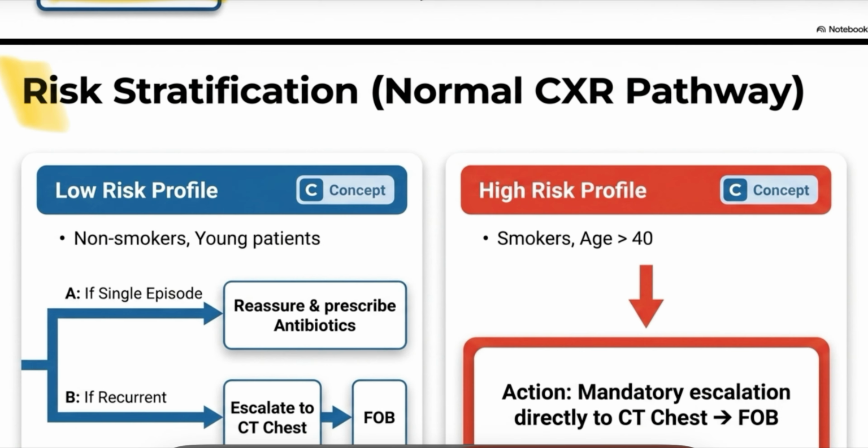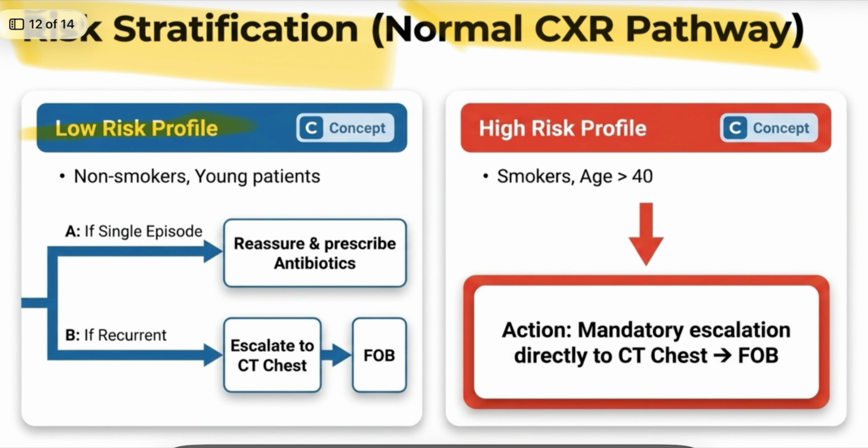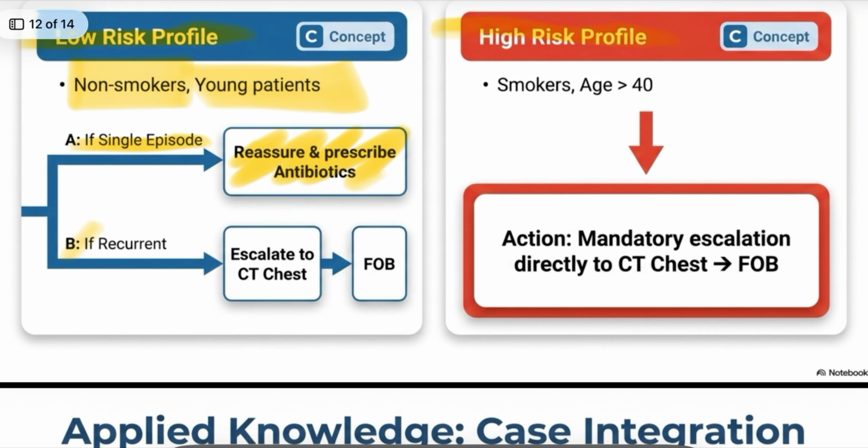Then coming to risk stratification, as I said, the chest x-ray is normal. Then we have to divide the patient into low risk or high risk, because contributing factors matter a lot. If there is a low risk profile, like a non-smoker, young patient, with a single episode, you can just assure him and prescribe some antibiotic, because he may be having some bronchiectasis or bronchiolitis. If recurrent, then escalate to CT chest. You have to confirm the finding, and we'll make the patient undergo fiber optic bronchoscopy.